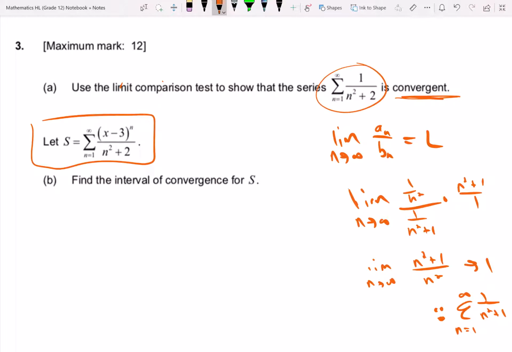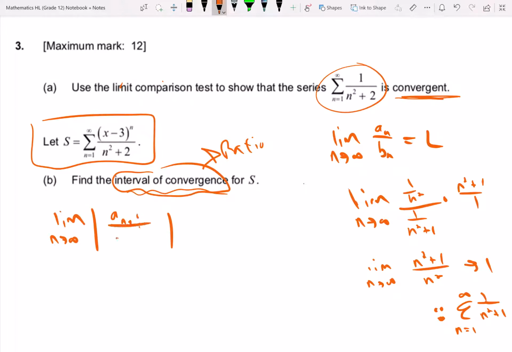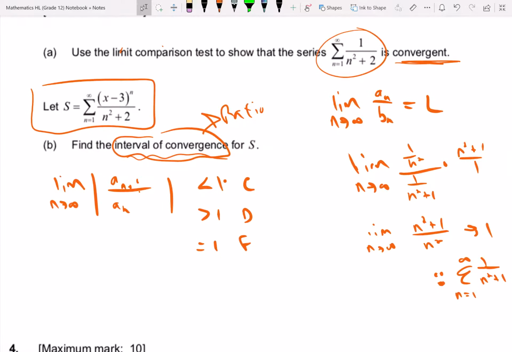Next, let the sum of some series equal this. We want to figure out what the interval of convergence is. And anytime you're asking for an interval of convergence, this is going to be a ratio test. So remember what the ratio test says. The ratio test says the limit as n goes to infinity of the absolute value of a_(n+1) over a_n converges if this is less than 1, diverges if this is greater than 1, and if it equals 1, it fails.